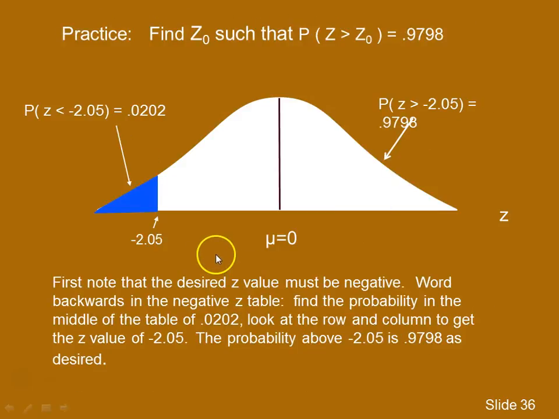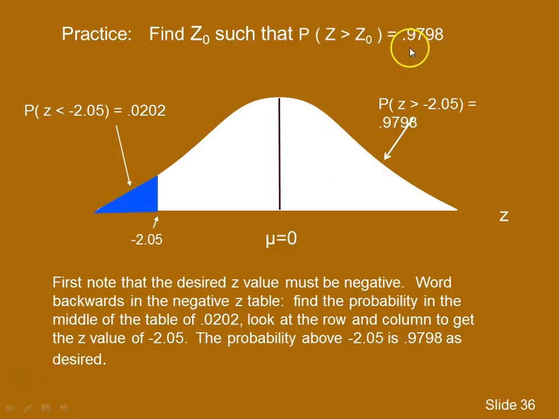Let's do one more. This time, let's do one on the left side of the distribution. Suppose we want to find z0 such that the probability that z is above z0 is now a very large probability, 0.9798. This means that almost the entire distribution has to be above that z value. If you think about it for a moment, that z value has to be on the left end of the distribution in order to have a large probability above it.